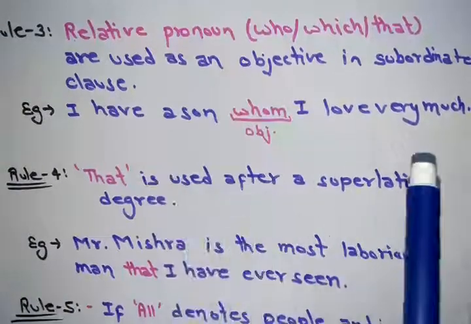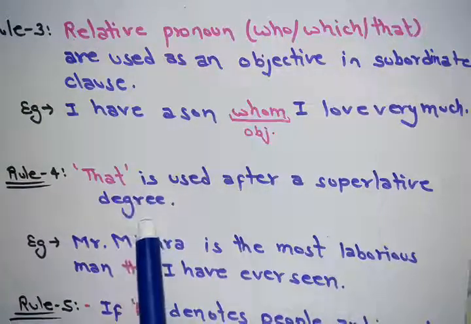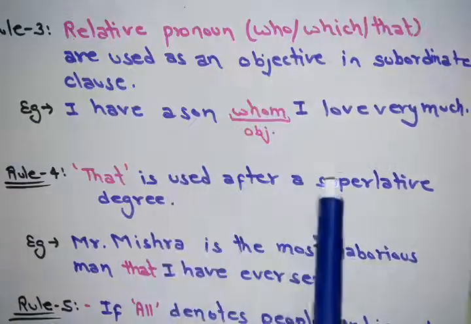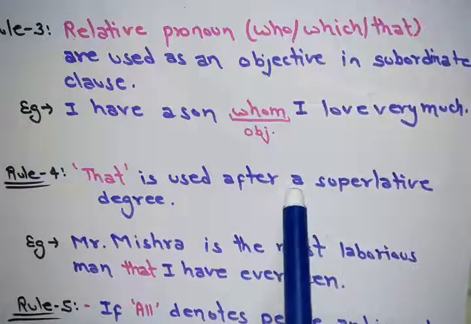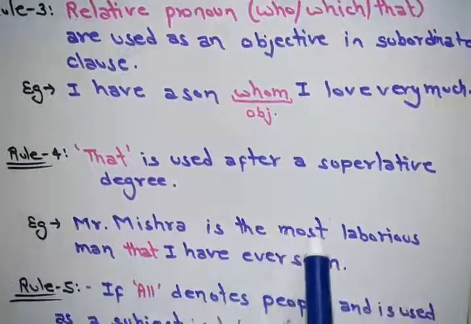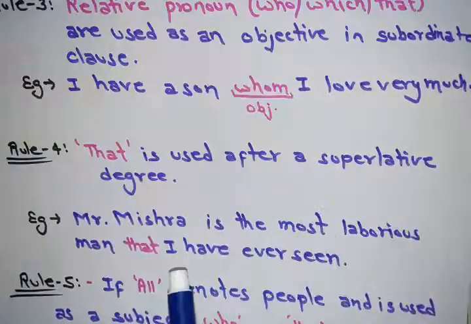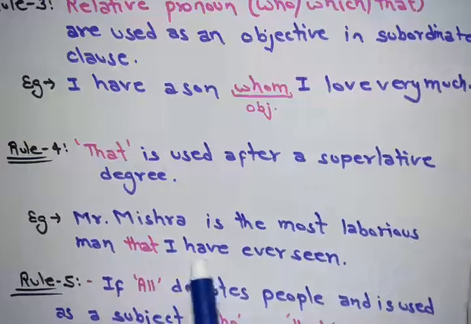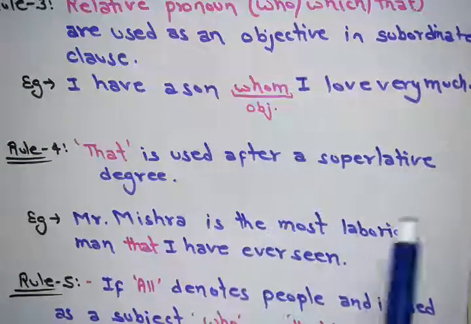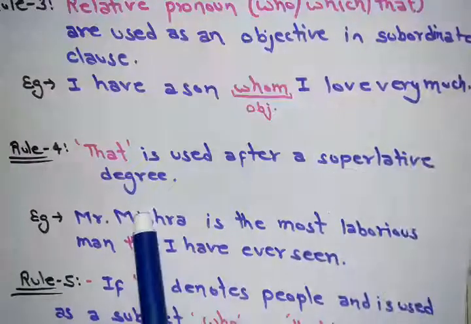Rule number four: that is used after a superlative degree. Superlative degree means the most, the best. These types of words are superlative degrees. For example, Mr. Mishra is the most laborious man that I have ever seen. So after the superlative degree, we can use that here.